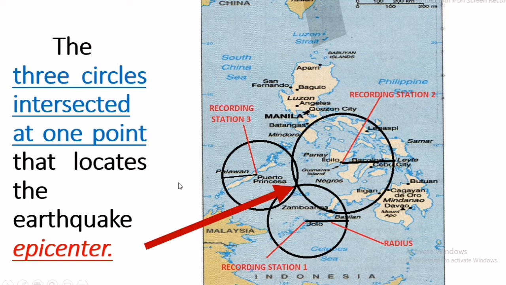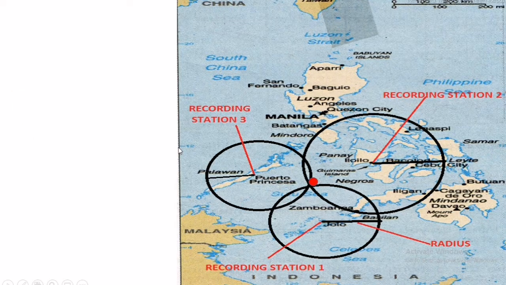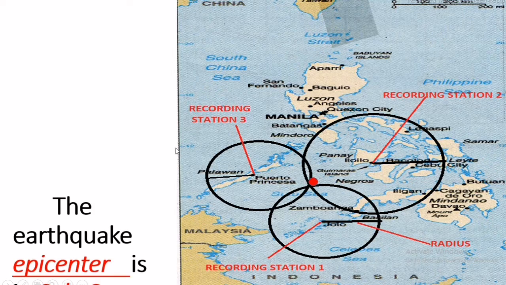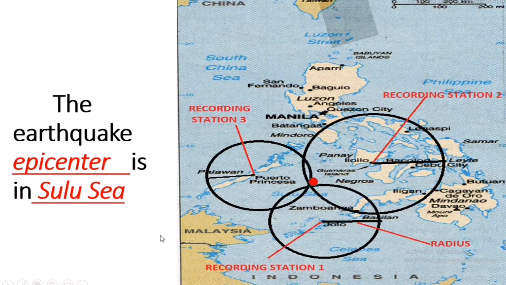So where is the earthquake epicenter on the drawing? Based on our example, the earthquake epicenter is in the Sulu Sea. Because again, the point of intersection of the 3 circles drawn on the map will be the location of the earthquake epicenter. And that is the triangulation method.